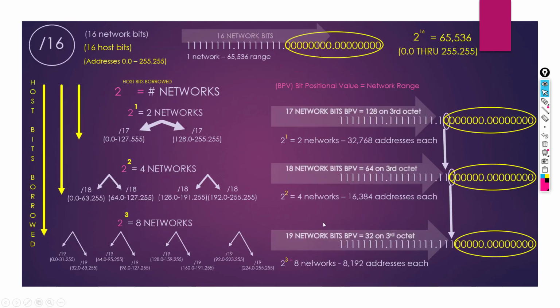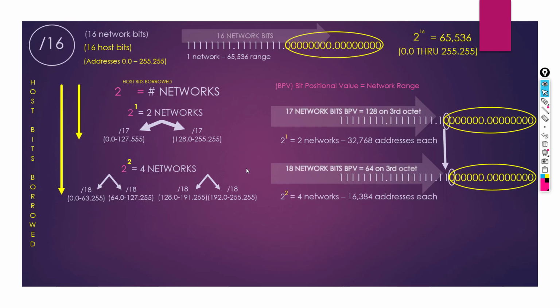make sure that once you have found the slash notation for whatever network you're working on, you then associate that slash bit. What is the bit positional value of the 17th bit in this case? The 17th bit's bit positional value is 128, and that gives you the range of each one of these networks. Of course, this time it's on the 3rd octet. You're just trying to find the bit positional value once you determine what your last network bit is.